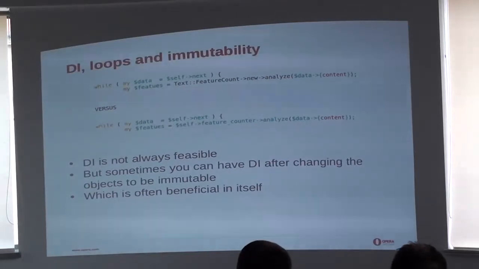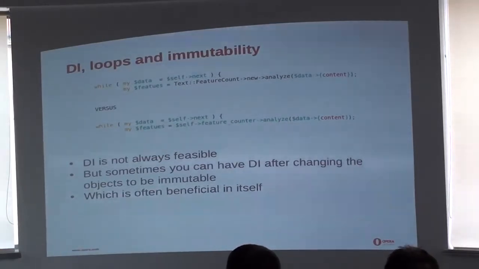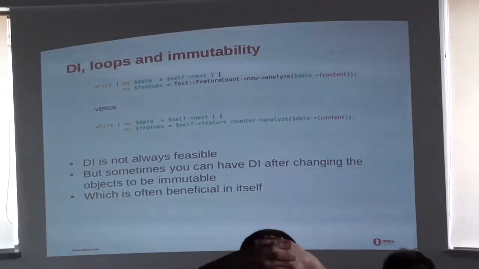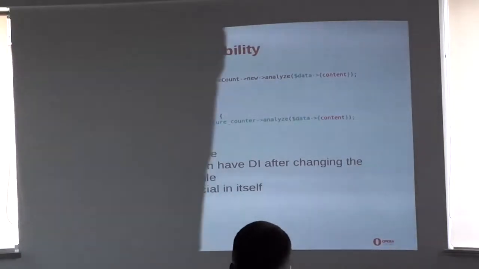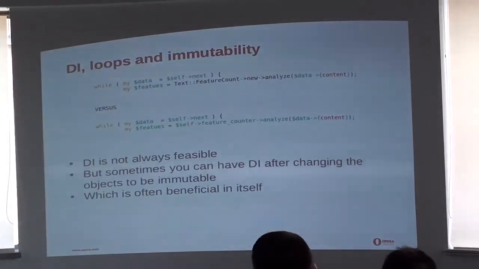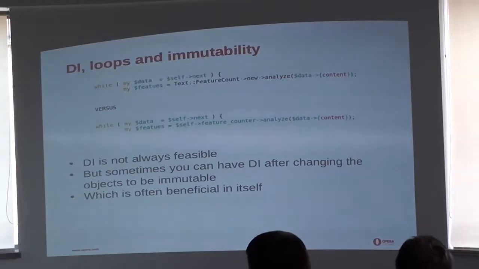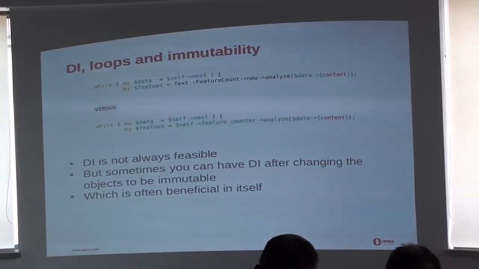But it is also quite often that you can make some workarounds and get rid of this. In this case, I had this text feature counter that was counting stuff from a text, and I was saving some statistics inside this object. So when I call analyze, the stats were saved inside this text feature count object, and then I could use them somewhere else. But this is conflicting with dependency injection, because I call object creation inside business logic.